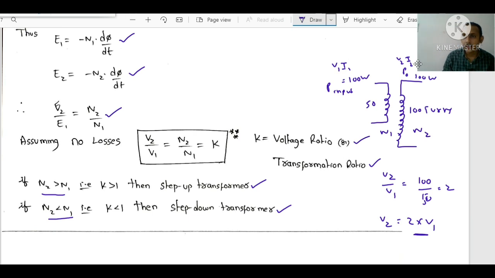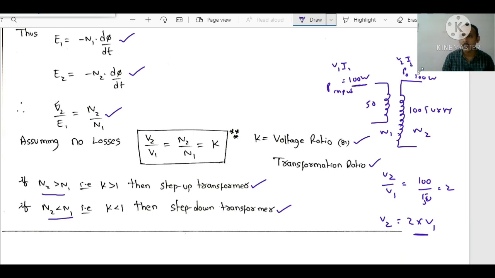Right? If there are changes in the voltages, the overall V times I must be constant. So in such a way, current will also get adjusted. If the voltage increases in the secondary, but this 100 must be constant, then what happens to the current? It will decrease. If there is an increase in the voltage in the secondary, the current will decrease compared to the primary, because this power must be constant.